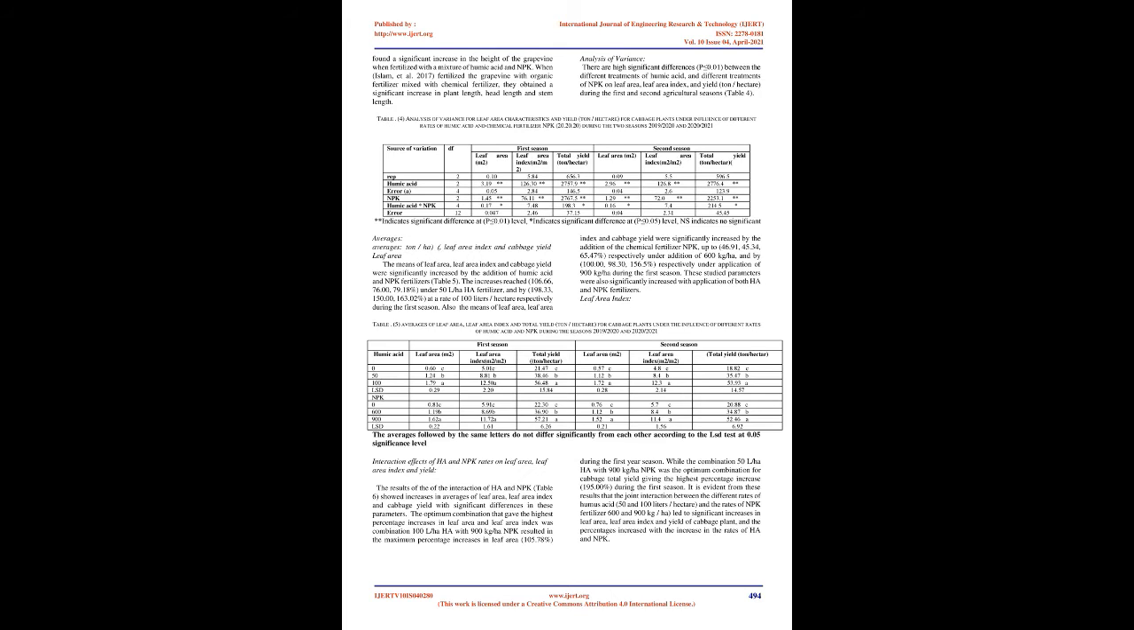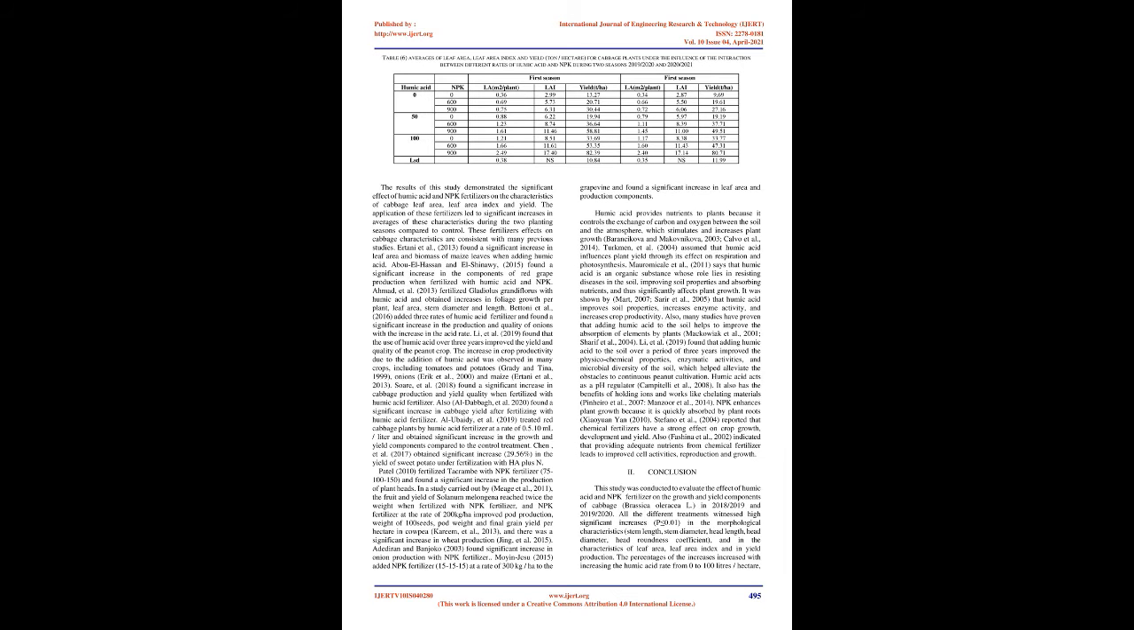When HA and NPK fertilizers were combined, this interaction led to significant increases in cabbage plant characteristics compared to their individual effects. These positive effects of the combined interaction of humus fertilizer and the chemical NPK on cabbage morphological characteristics are consistent with many previous studies.